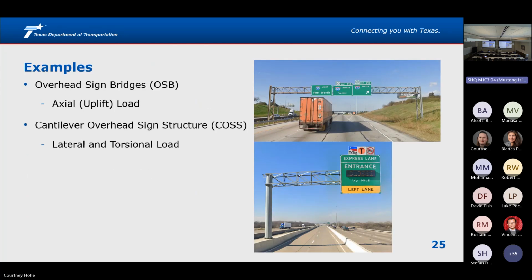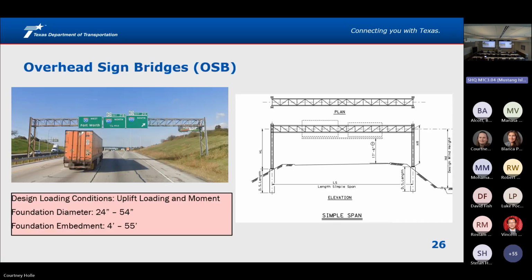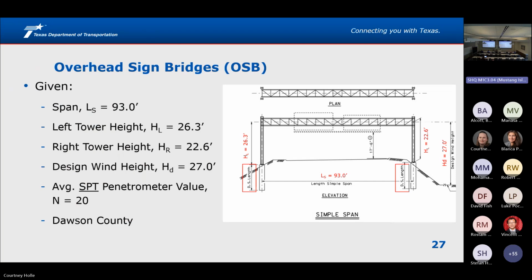So I'm going to spend a few minutes here going through some examples. So I've got an overhead sign bridge from beginning to end and a cantilever overhead sign structure. We're looking at a 2-shaft footing for the overhead sign bridge. So the first one here, the foundation diameters vary between 24 and 54 inches, and the foundation embedment varies quite a bit. My given values here is I've got a 93-foot span length.